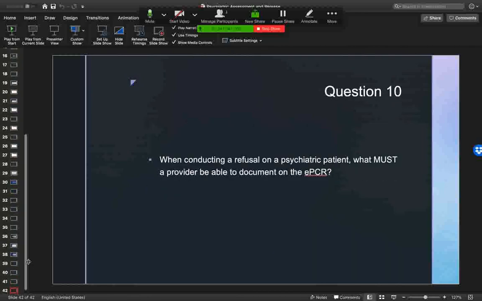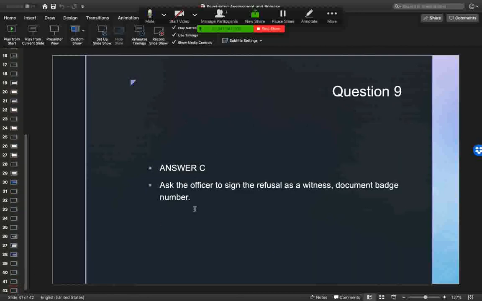And question 9, you're in the process of releasing a patient to law enforcement custody. If the patient will not sign the refusal of transport form, what should you do? Ask the officer to sign the refusal as a witness, document badge number. Okay. Again, we want to make sure that we're getting good transfer of care documentation. Make sure that they sign as a witness.